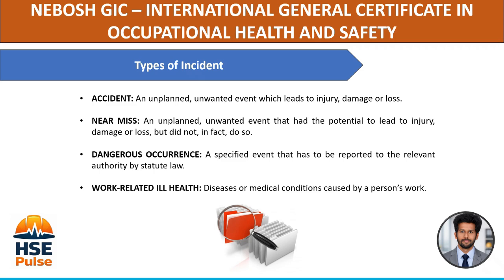Dangerous occurrence: it is a specified event that has to be reported to the relevant authority by statutory law. Failure of a crane while lifting is a dangerous occurrence. I have given only one example. Many instances are there, like major abnormal events.